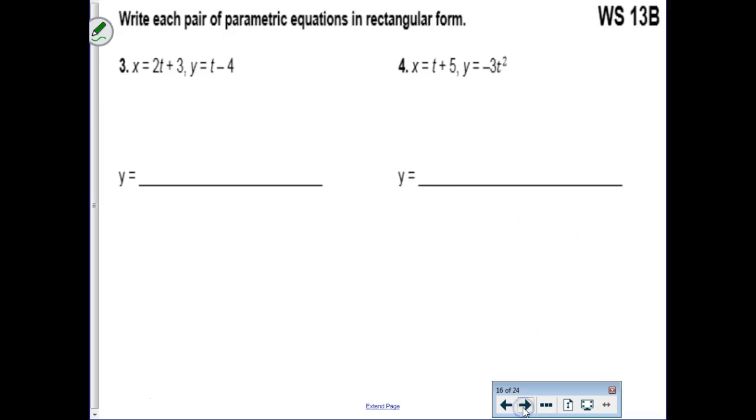So that is the first challenge for you. On worksheet 13B, there's just a little more of this. So let's do one of those and let's move on to the good stuff at the end here.